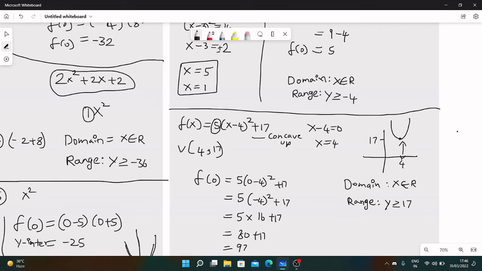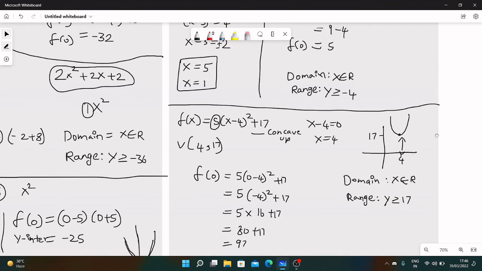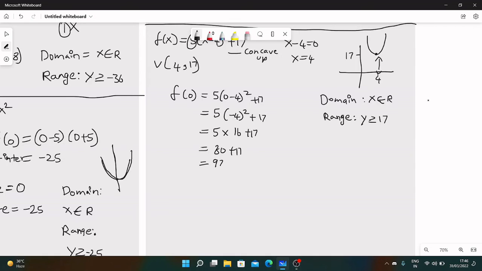For practice, I'll give you 2 questions. Practice, practice, practice. The first question is f of x equals 1.8 times (x plus 2.4) squared plus 2.4, and then you have the second question, f of x equals 3 times (x plus 11) squared minus 2.